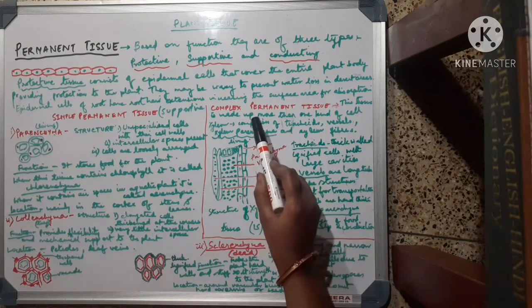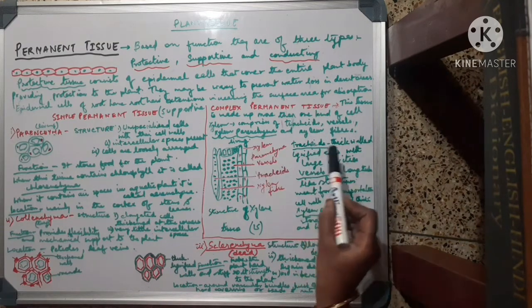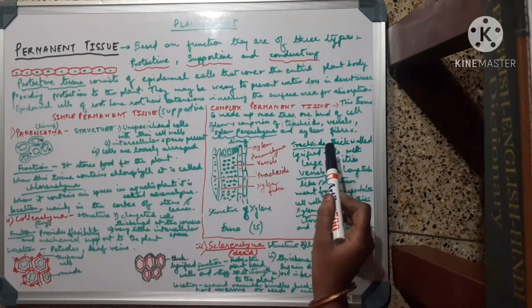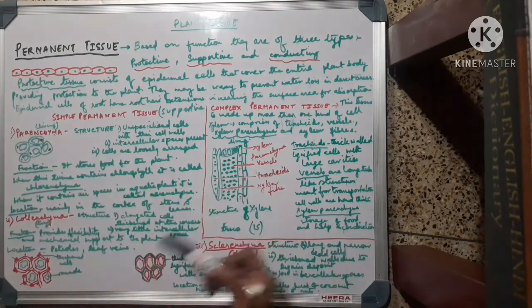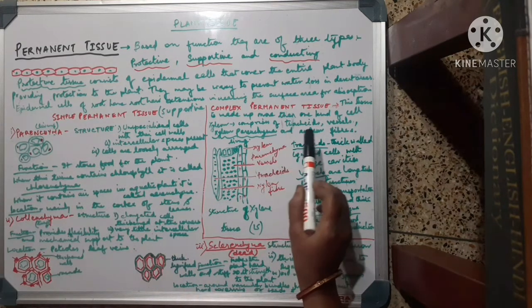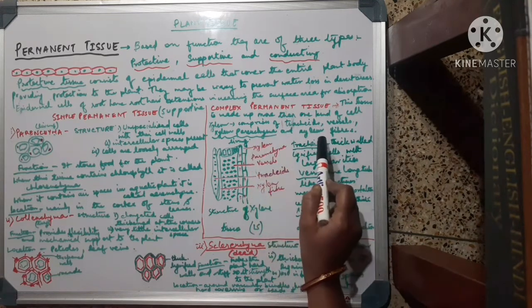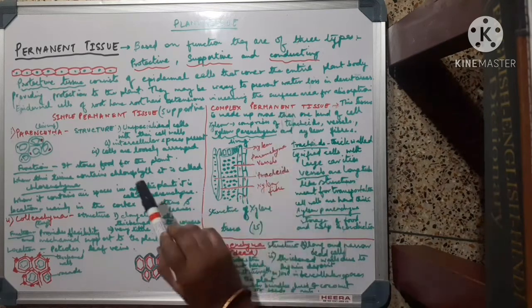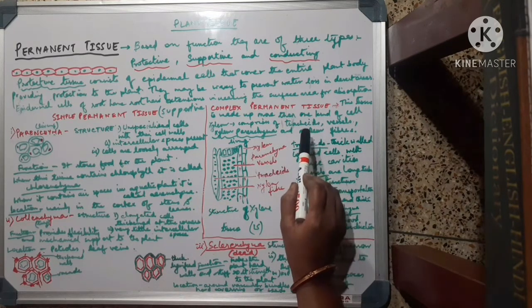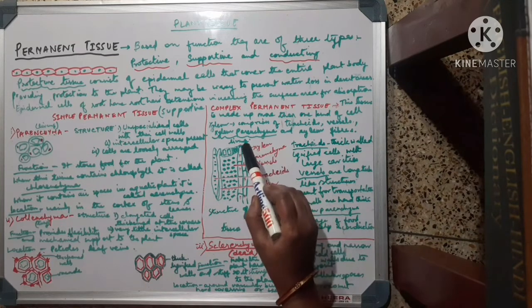Now coming to the next, complex permanent tissue. They are of two types, xylem and phloem. Xylem is a very important tissue because its function is to conduct water and minerals absorbed by the roots to the upper parts of the plant. The structure of xylem is such that it is made up of tracheids, vessels, xylem parenchyma and xylem fibers. These four kinds of cells are present. This tissue does not contain only one type of cell, it contains different types of cells, but they all are suited to carry on the function that it is made for.